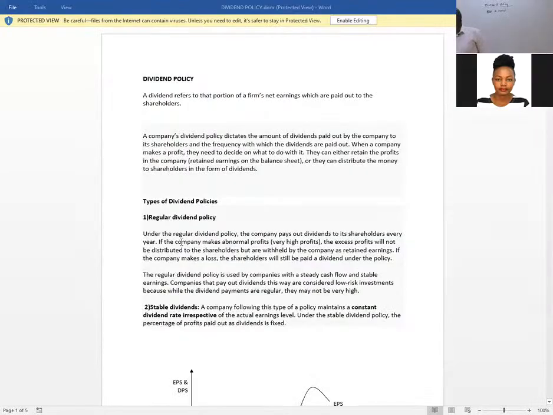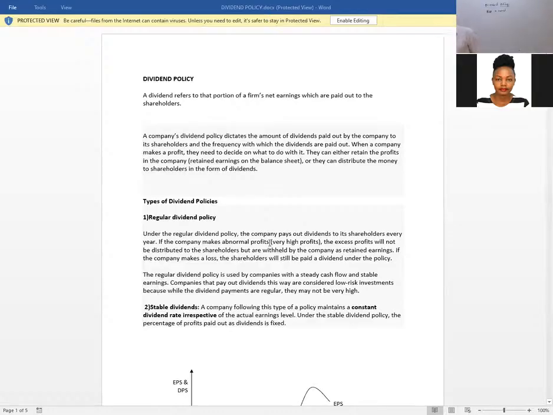Now we have the various types of dividend policies. Ladies and gentlemen, we have what we call the regular dividend policy. You have to take your notes, small notes. Under the regular dividend policy, shareholders at the end of the day will know how much they will expect, how much they will be getting, even before you announce. Why? Because you are regular with that kind of policy.